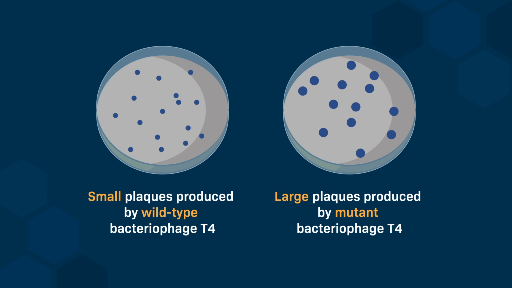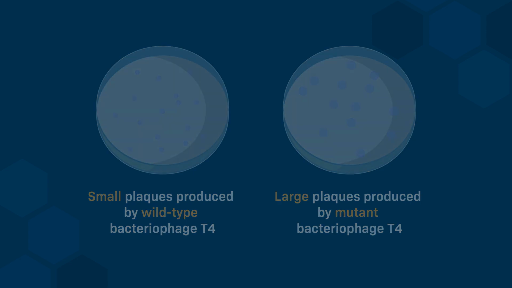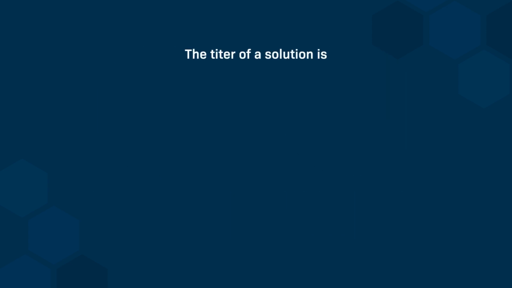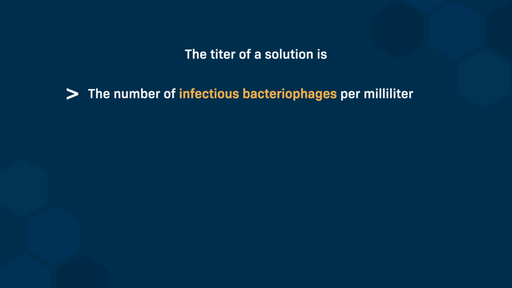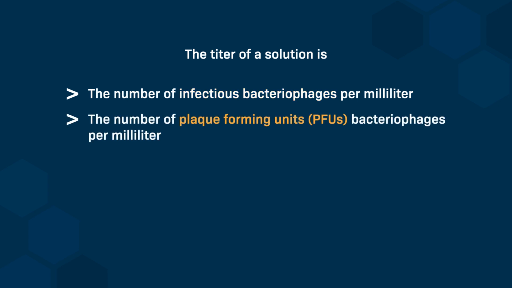Accurate titer measurement requires careful quantification of the number of plaques formed, as this reflects the concentration of infectious phages in the solution. The titer of a solution refers to the concentration of infectious bacteriophages per unit volume, or the number of plaque-forming units per milliliter. Let's look at an example of how to quantify this.